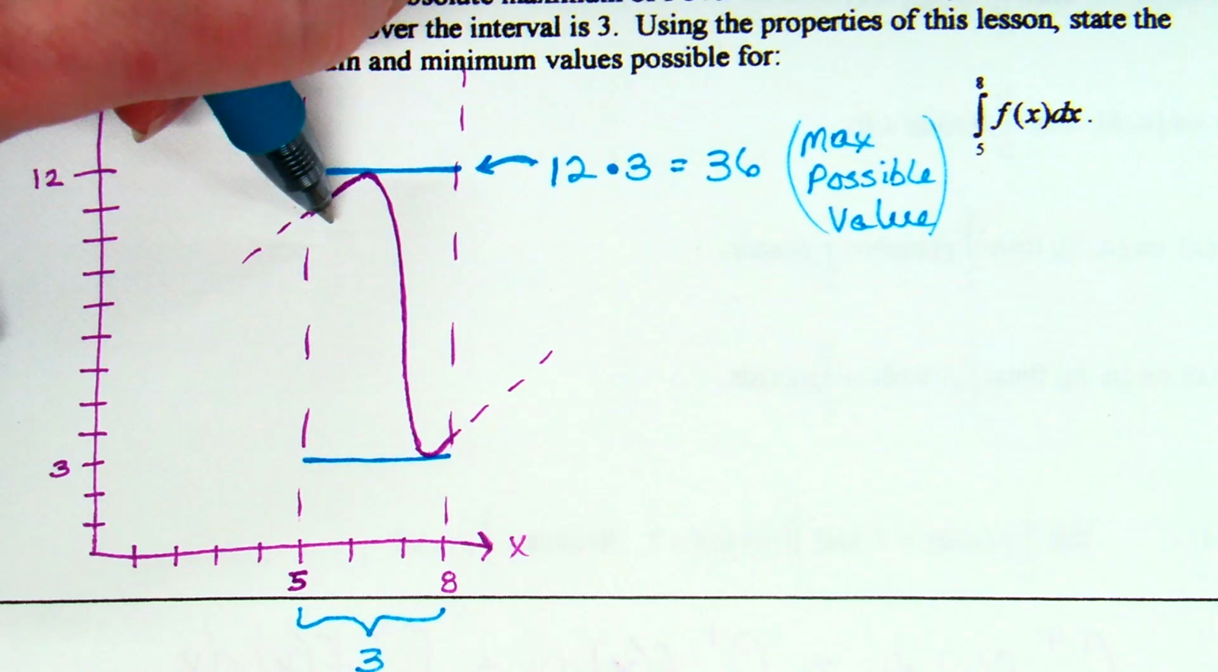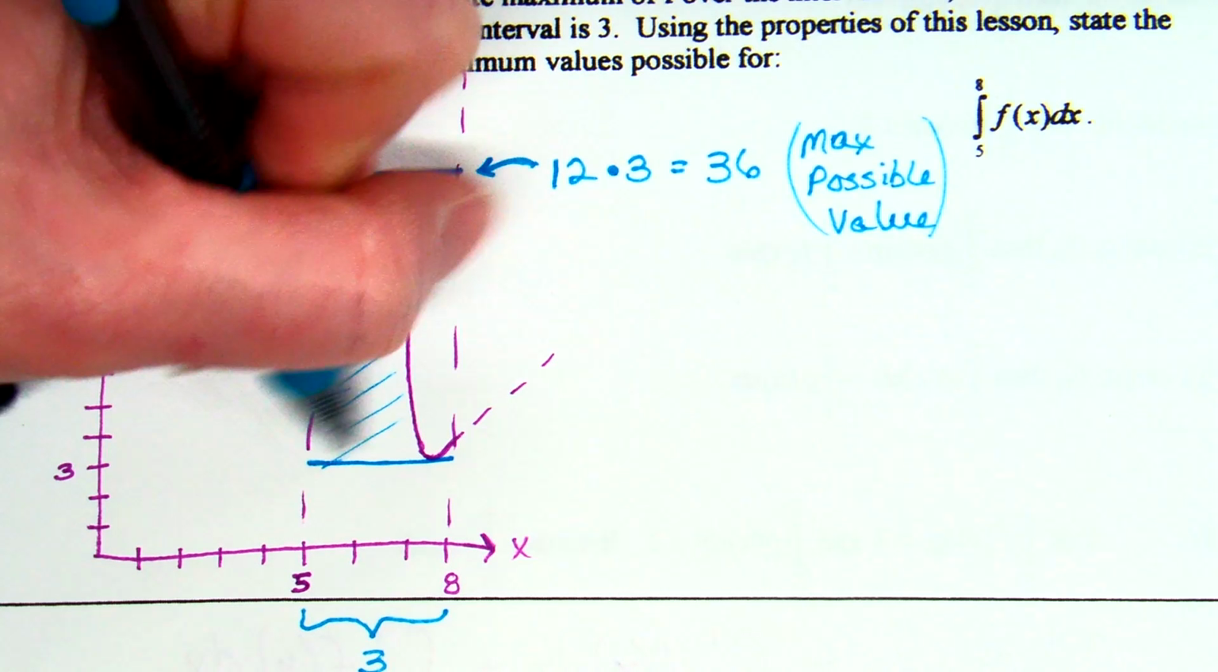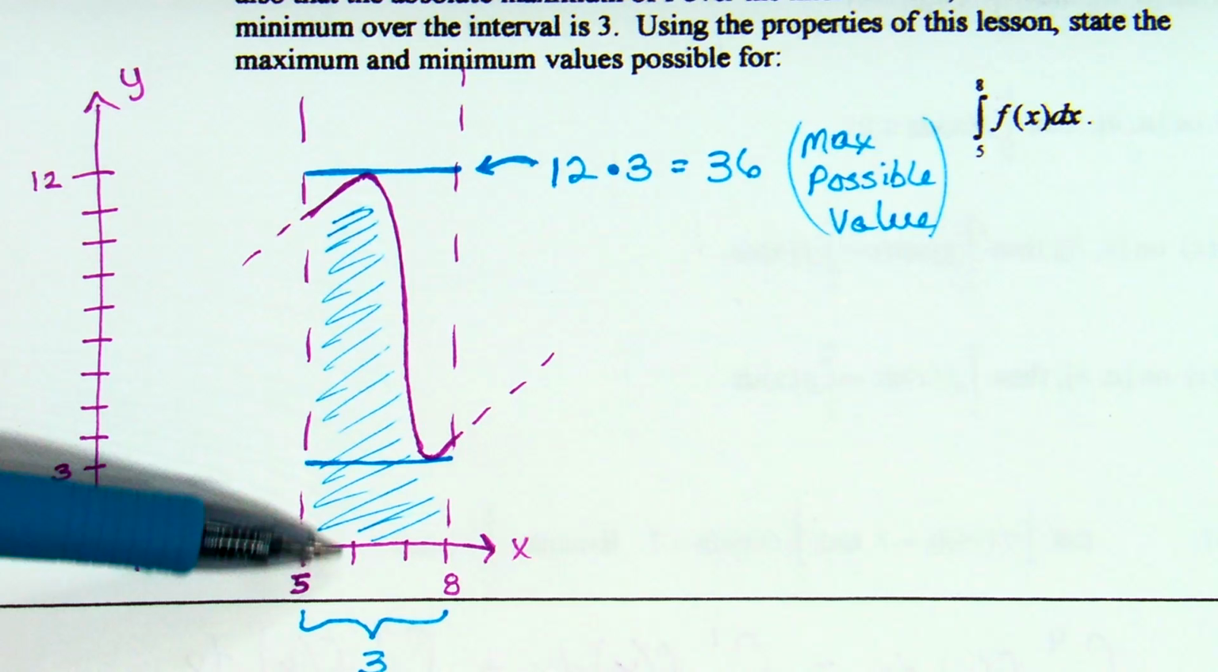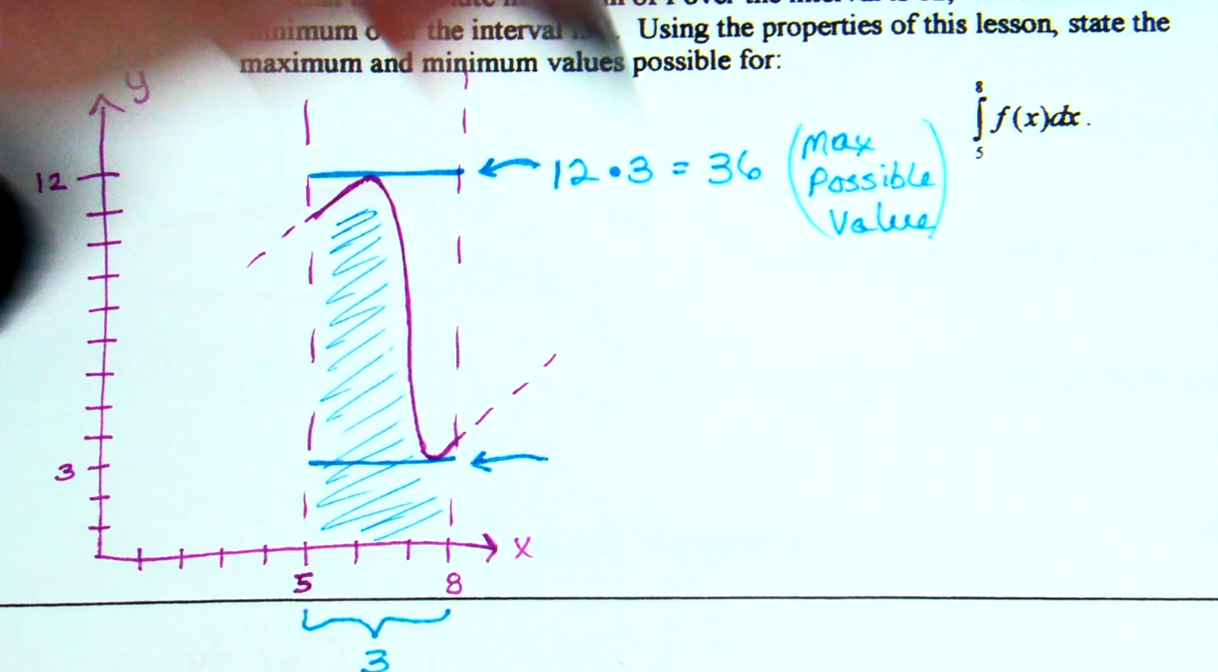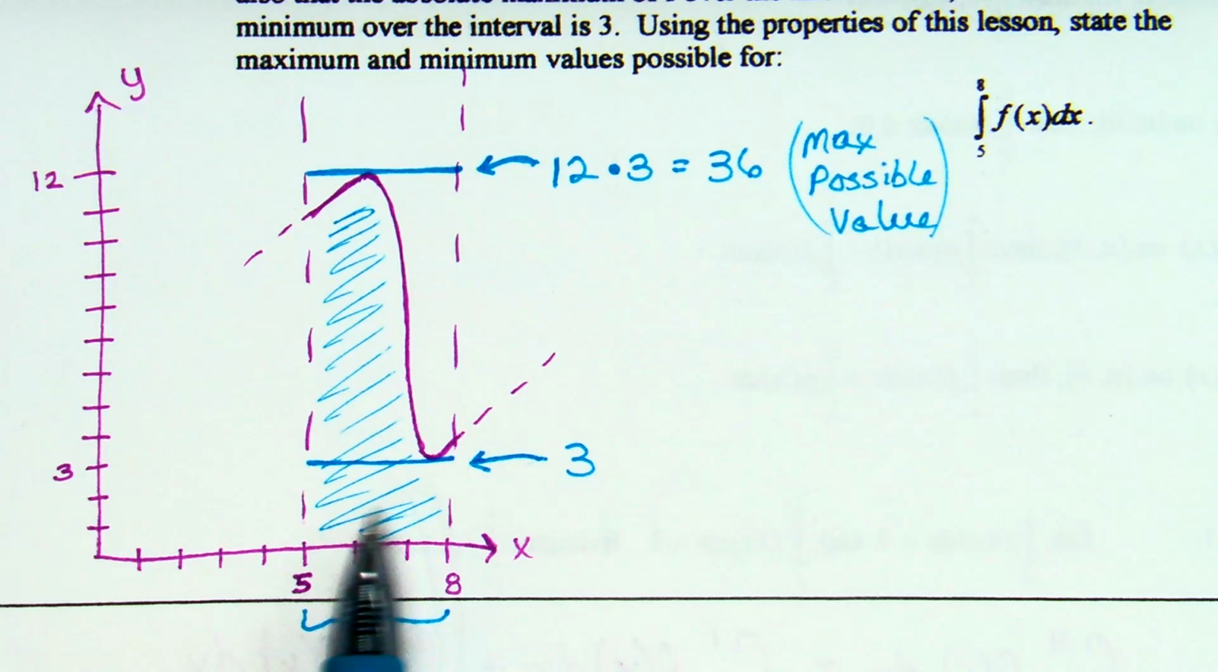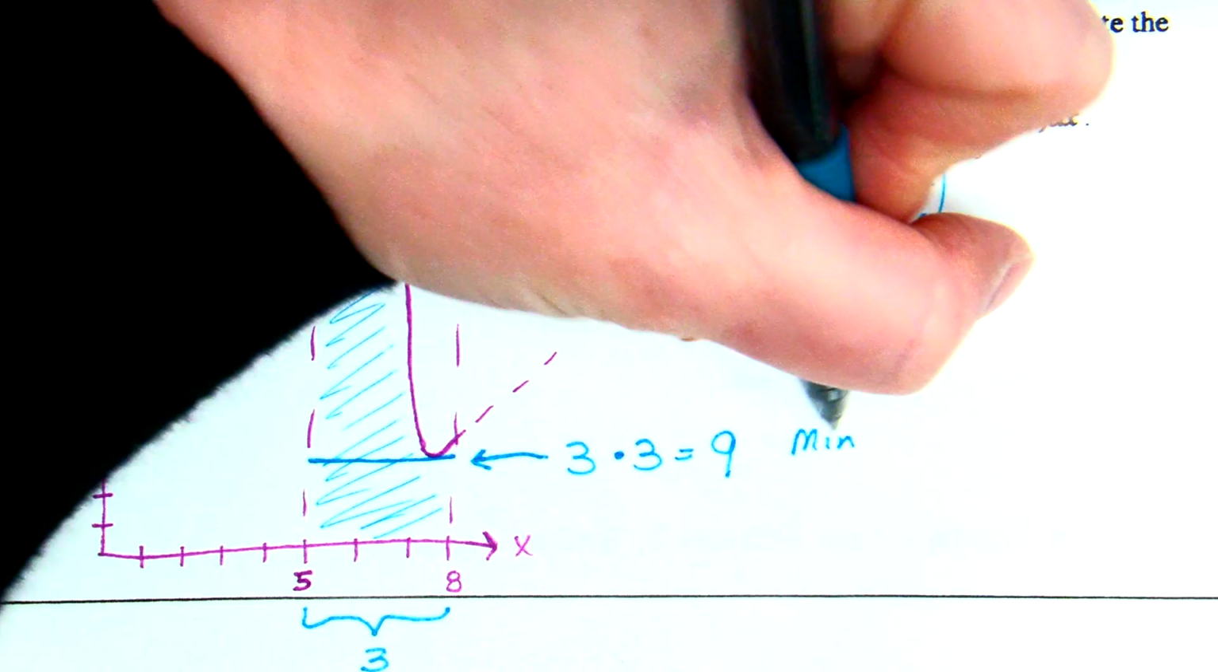I guess what I should say is we're doing area under the curve here, right? So maybe if I draw that in, it goes all the way down to 0 here. Now, what if instead here we're at the minimum possible value? That's 3 times 3. At the minimum possible value, we have a height of 3, and we still have a width of 3. And 3 times 3 is 9. And so that is my minimum possible value.